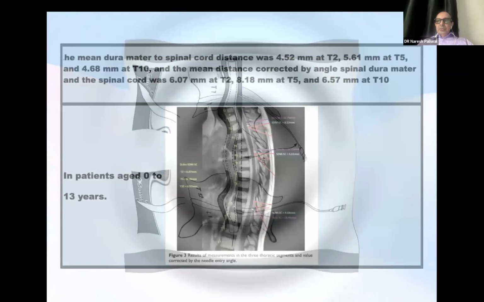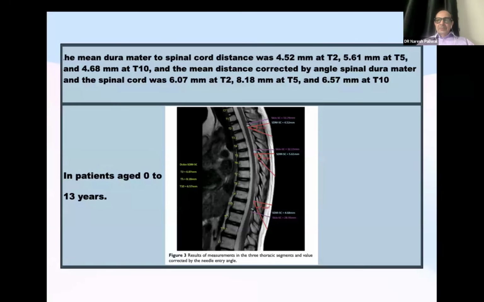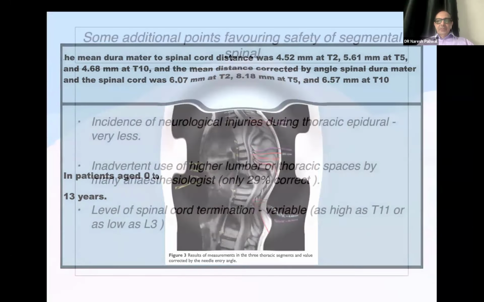The similar thing is true in pediatric patients also, but pediatric segmental spinal is still in infancy, and we have recently published an article, a case series on pediatric segmental spinal anesthesia.